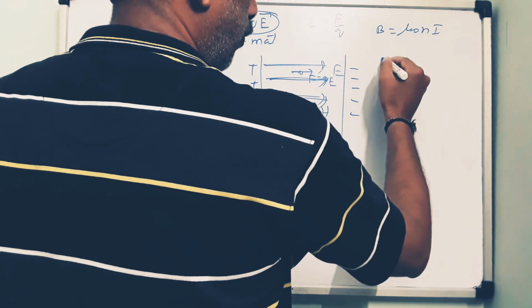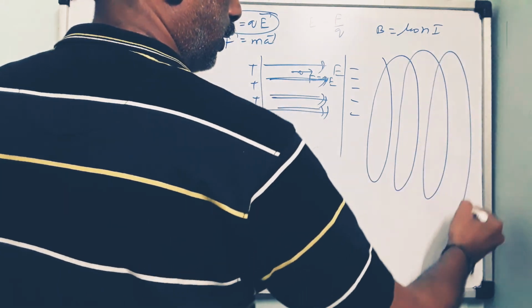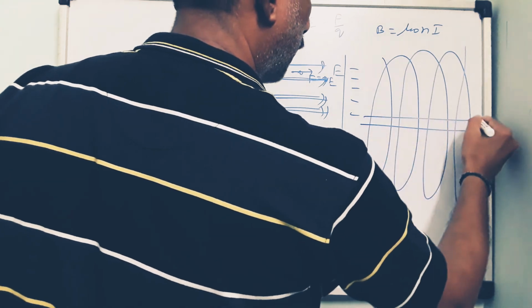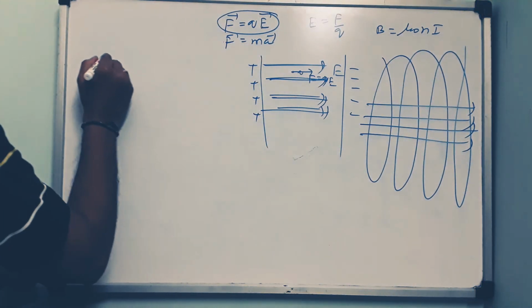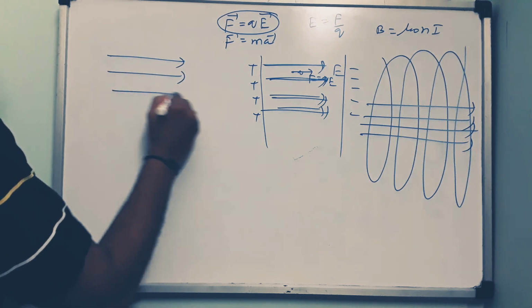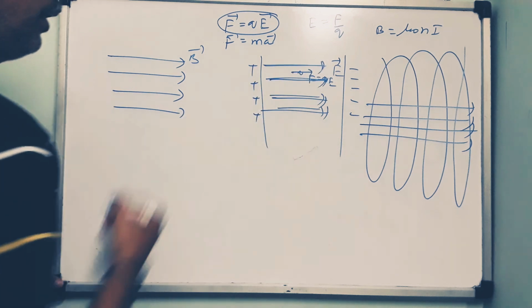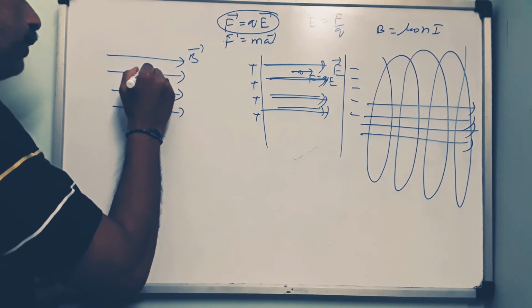You have a solenoid. When you pass current along the axis of this solenoid, you have a uniform magnetic field. So now I draw a uniform magnetic field. This I call B, and this I call E. Now a similar charge Q I am going to place here.